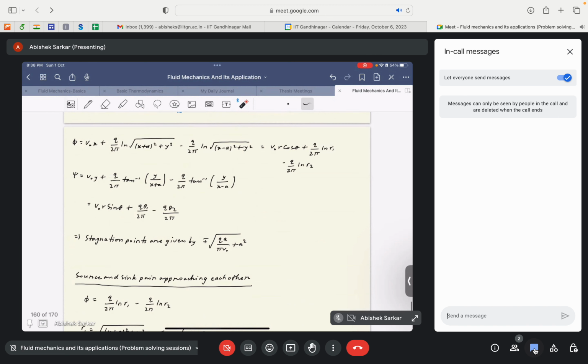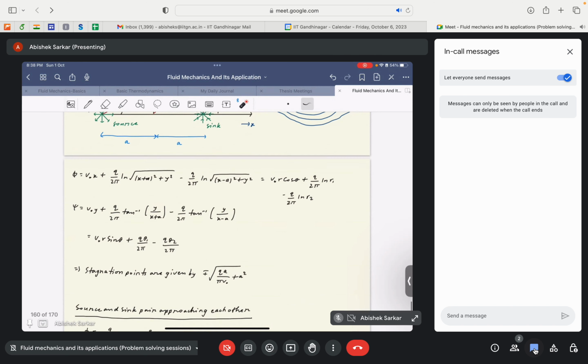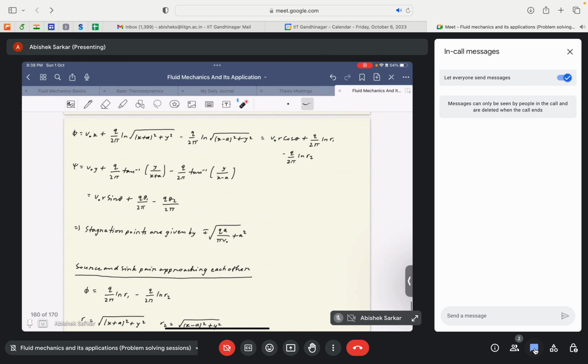And again, similar to the previous case, you can find the stagnation point by equating the velocity components to 0. Then find the stagnation point. And here you can see there are two stagnation points. One would be at the minus x-axis, it's a negative value, and this one has a positive value, and that's why the minus plus sign are given.